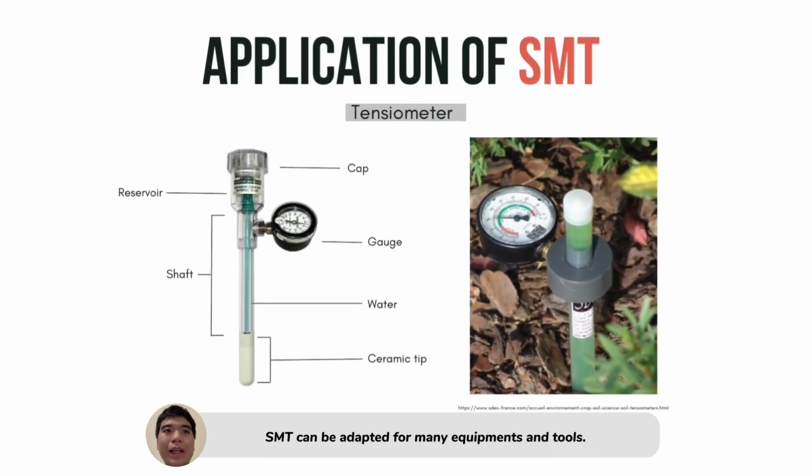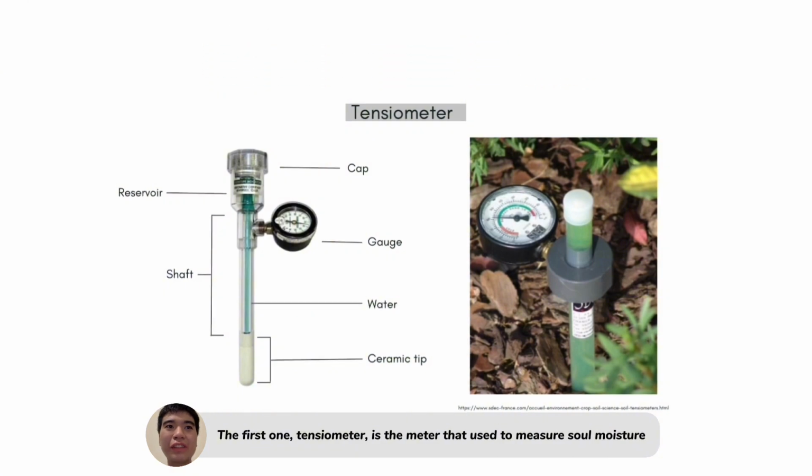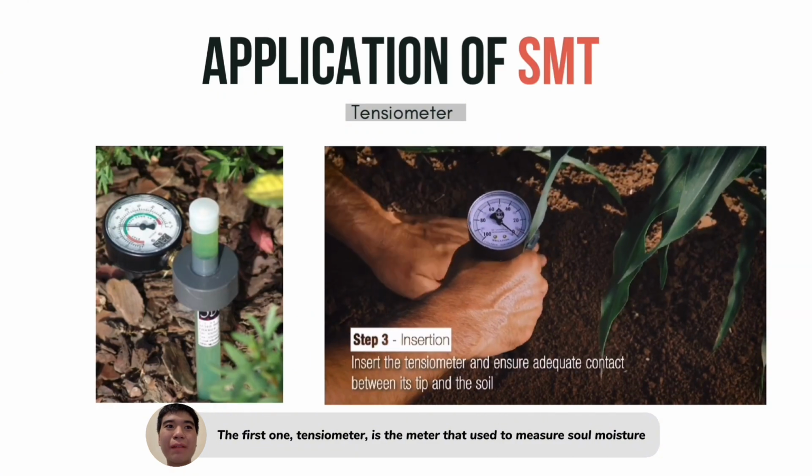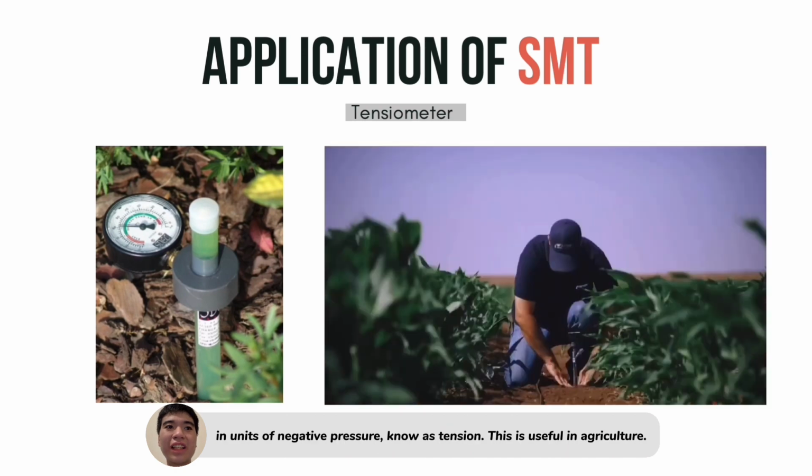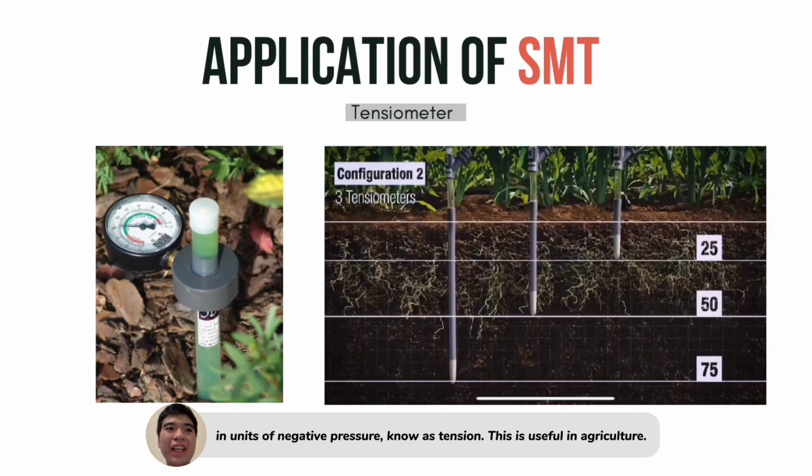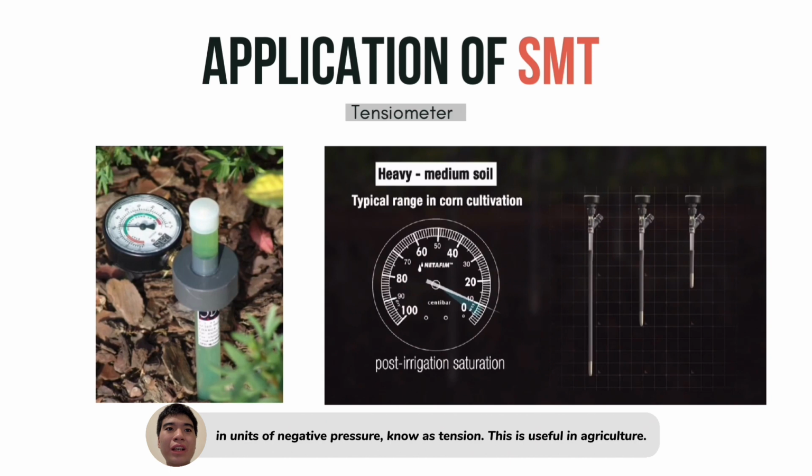SMT can be applied with many equipment and tools. We have two examples for SMT application. The first one, the tensiometer, is a meter that is used to measure soil moisture in units of negative pressure, known as tension. This is useful in agriculture.